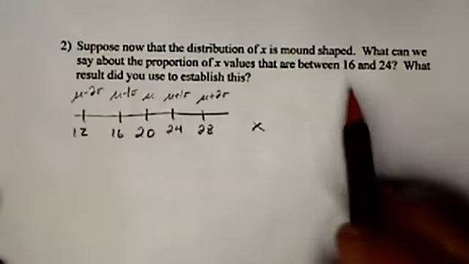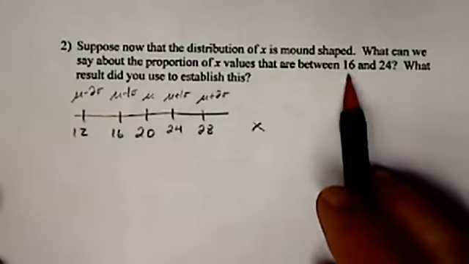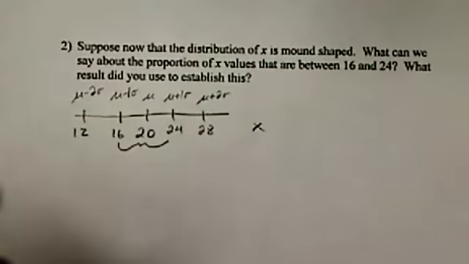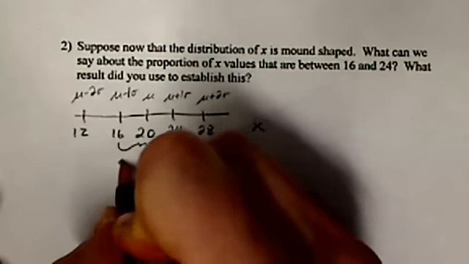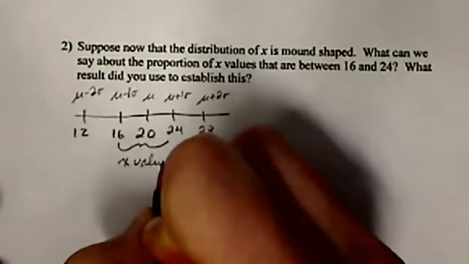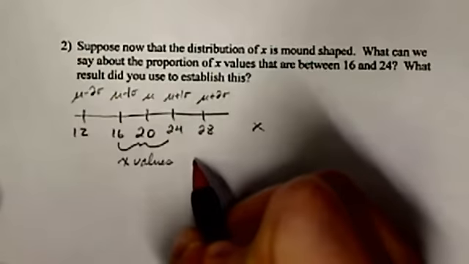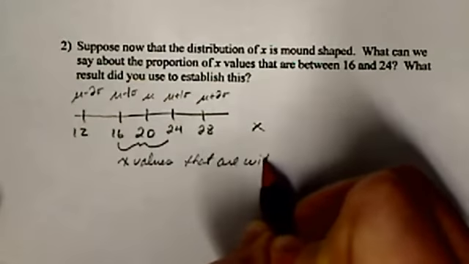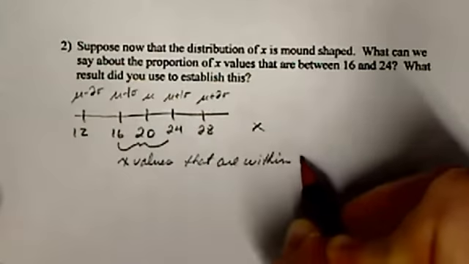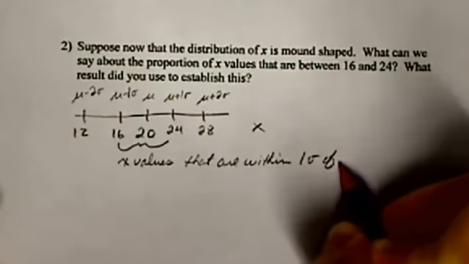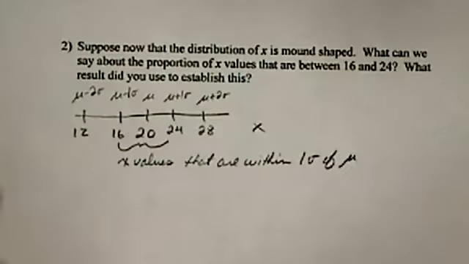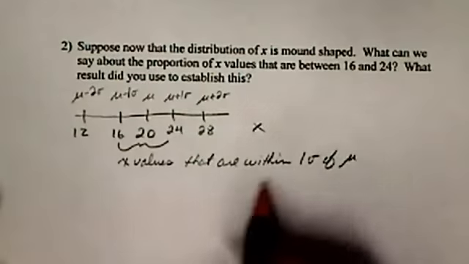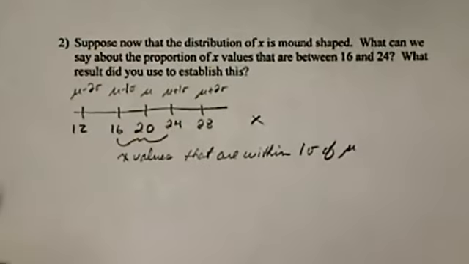So when I think about this, the x values between 16 and 24, I'm looking at this range right there, and that range describes the x values that are within one standard deviation of the mean, right? One standard deviation to the left and one standard deviation to the right. So within 1 sigma of mu. That's how we think of that.